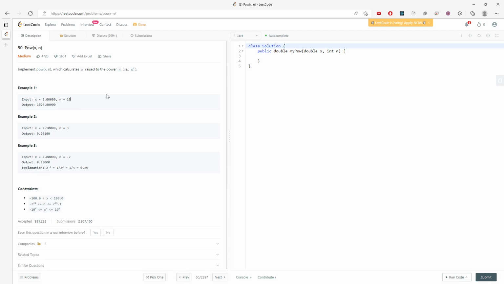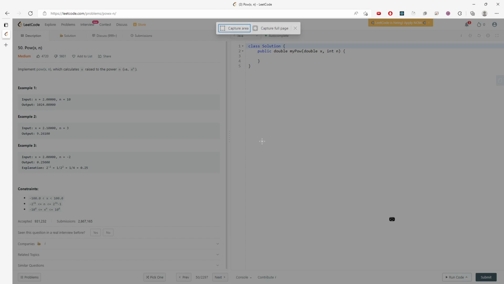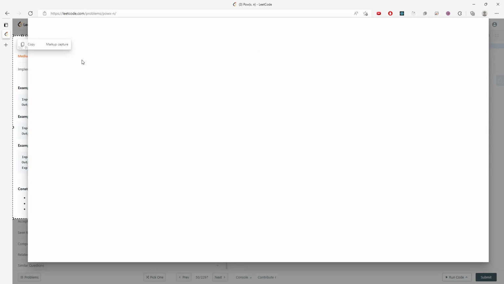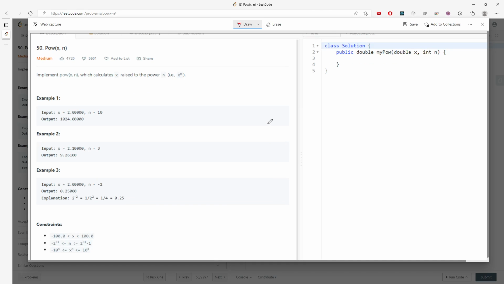Alright, let's talk about the power of x^n. You have to implement the power function, which calculates x raised to the power of n. This question is supposed to be easy if you just do it by hand, but if you want to code it, it's a little bit of a challenge. So I'm going to just talk about the regular one.